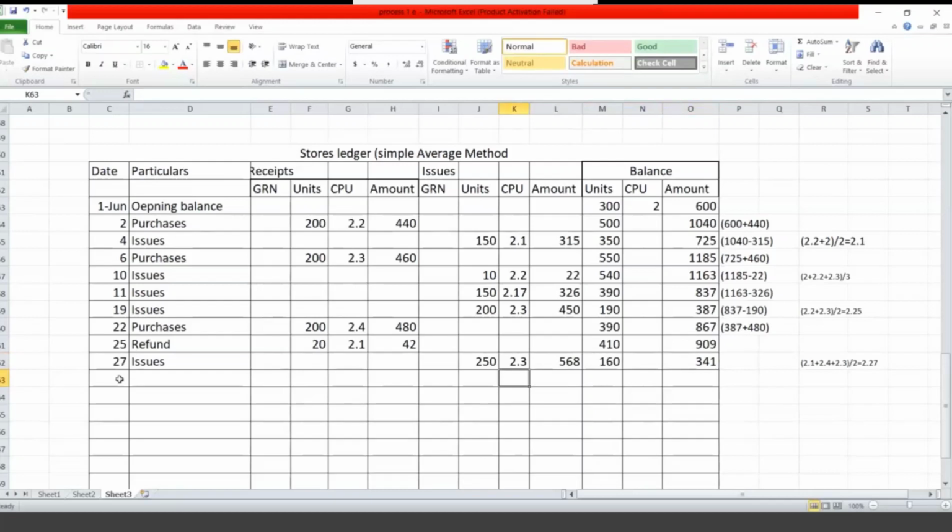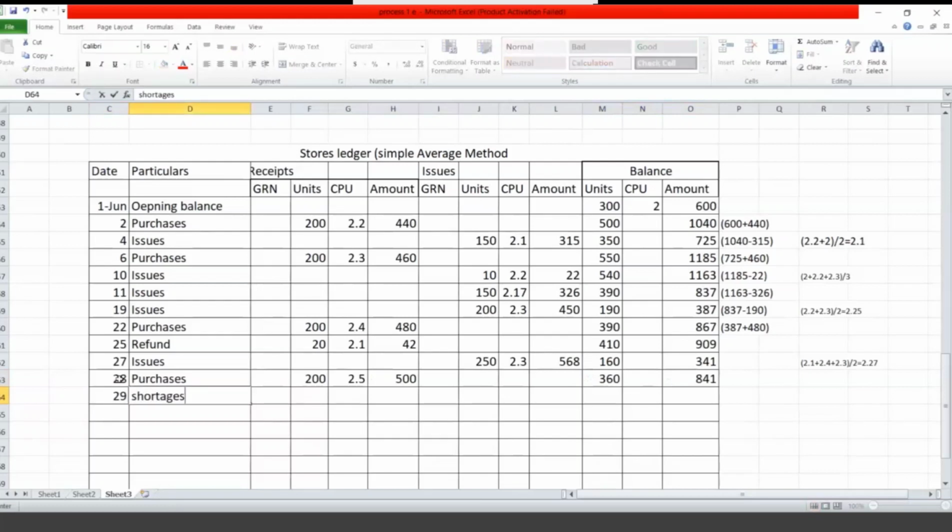After 27, on 28th, you have purchases. How many units? 200 units with the price of 2.5. Then you are getting 500. Now what is the total? 160 already there plus 200, 360 units. 341 plus 500, 841. After 28th, we got 29th and it shows shortage.